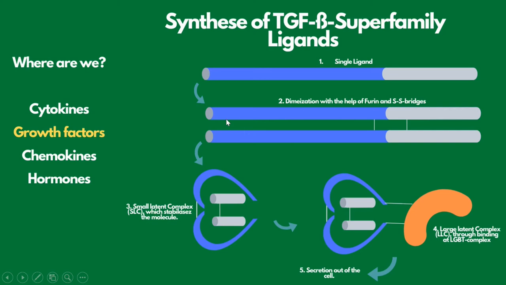And this molecule here then binds to a larger complex, and then it's called the large latent complex. And this thing here is called the GBT complex, which the small complex binds to. And then they are secreted out of the cell.